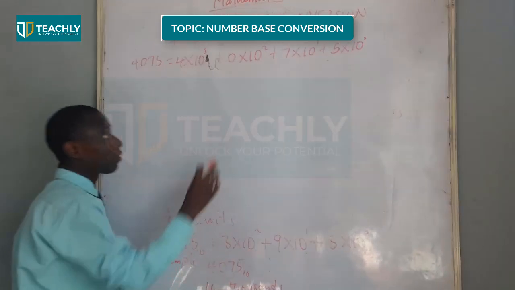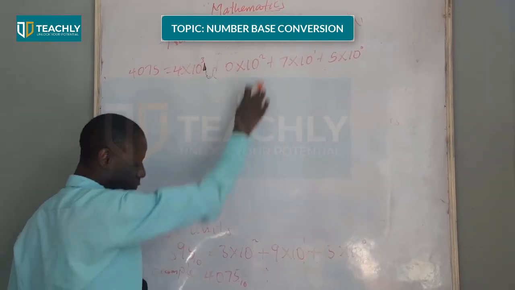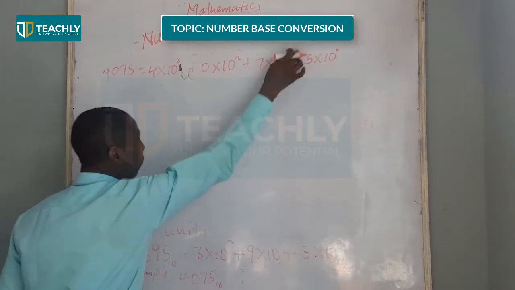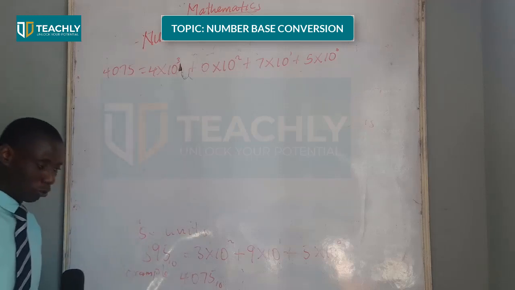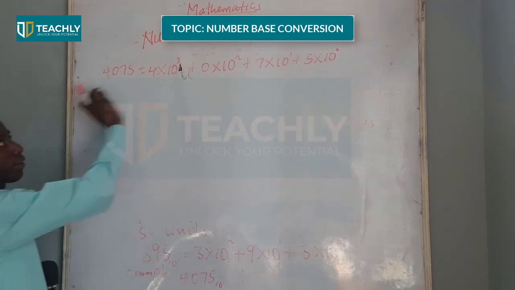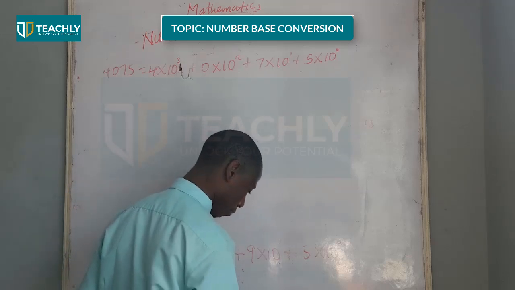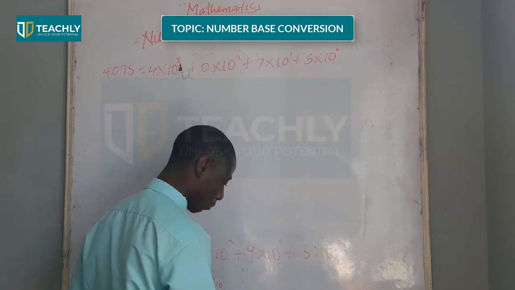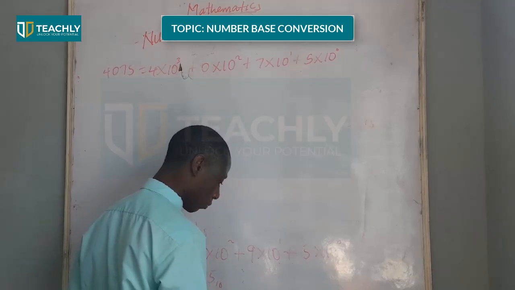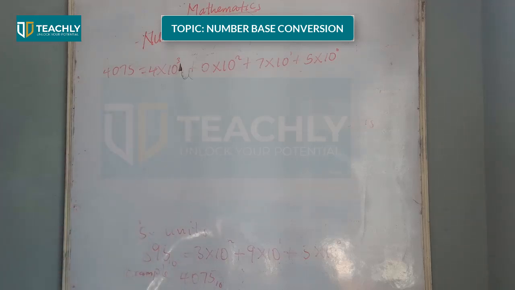You can see the same thing. 10 to the power 3 here, 1000. 10 to the power 2 here, 100. 10 to the power 1 here, 10. And the last, 10 to the power 0, stands for unit. This is the expanded form of a number base. So that's an expanded form of a number base. So because of this, we've seen what we have done so far.